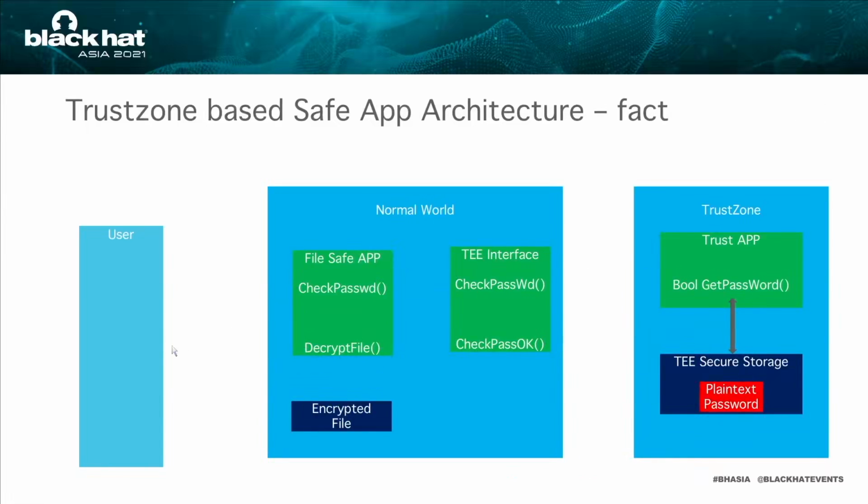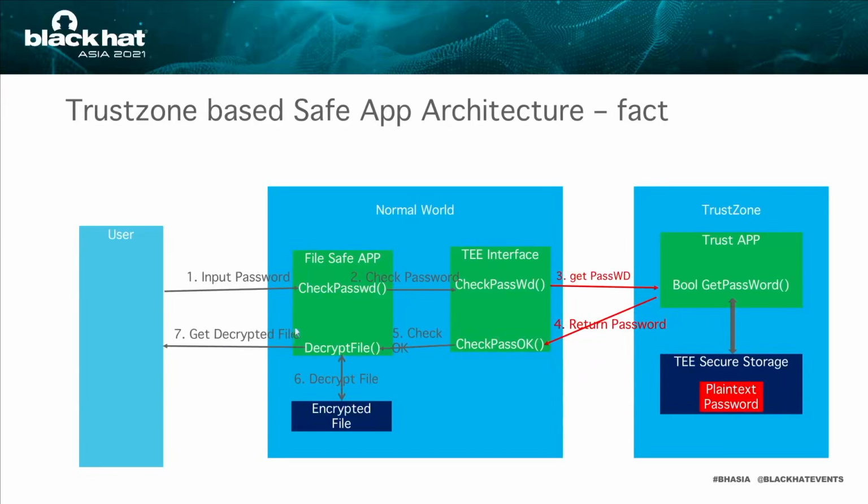However, the fact is this. In step 3, the TEE interface gets the password from the trust zone. Step 4. The trust zone app will return the plaintext password to the normal world, and then compare it to the password which the user input. If checked OK, the user gets the decrypted file. So the plaintext password leaves the trust world. It will not be safe anymore.